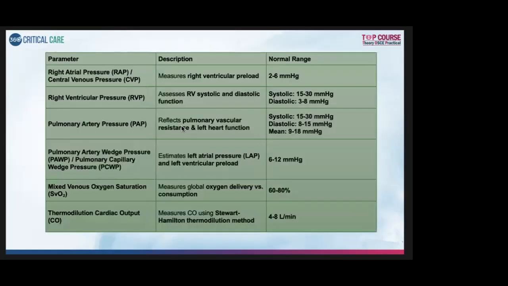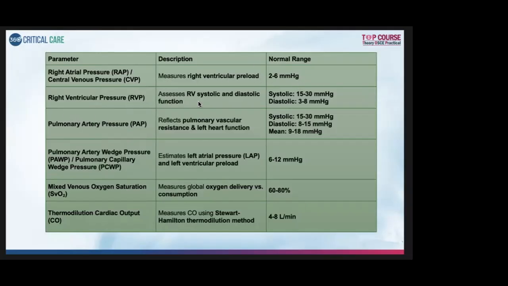So what are we going to directly measure from the pulmonary artery catheter? Right atrial pressure, central venous pressure, right ventricular pressure, pulmonary artery pressure, pulmonary artery wedge pressure, and then mixed venous oxygen saturation, and also cardiac output using the thermodilution technique. So these are the direct measurements that we are going to get from the pulmonary artery catheter. And you should also know the normal values. The right atrial pressure value ranges between 2 to 6 millimeter mercury.